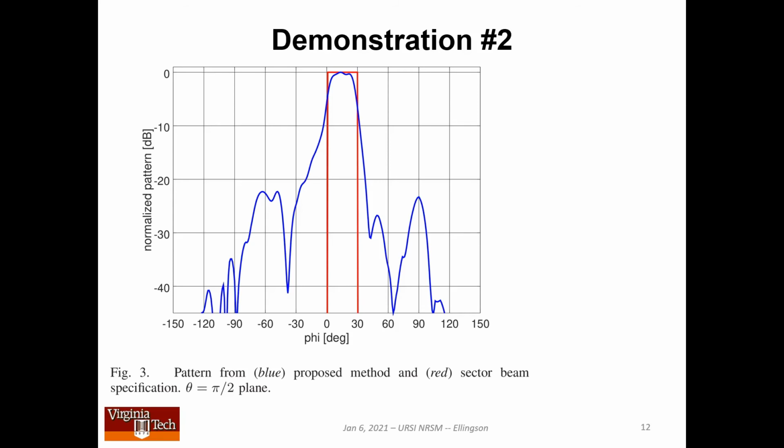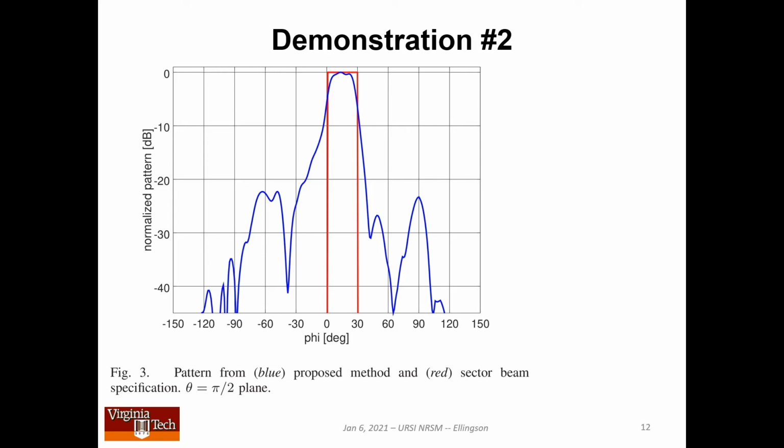Here's the result. Once again, the horizontal axis is direction in the plane of the array, and the vertical axis is normalized pattern in dB. Now the red curve is the pattern specification G, that is a value of 1 when phi is between 0 and 30 degrees, and 0 otherwise. The blue curve is the result from the proposed method.